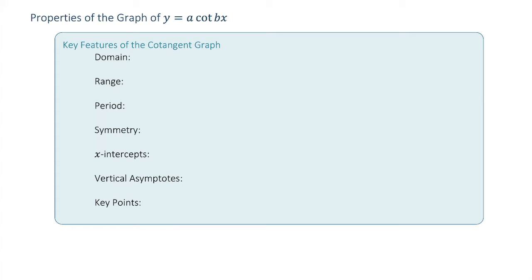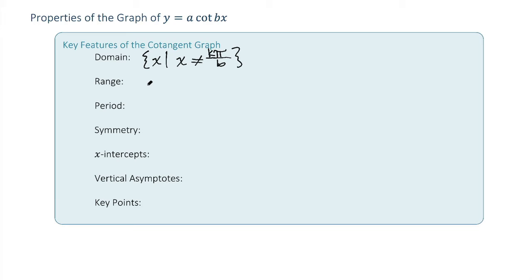So the cotangent function, y equals a cotangent of bx, the domain will be whenever the sine of bx is not 0. So this is going to be the set of all x values such that bx is not a multiple of pi. In other words, x is not equal to pi over b, or any multiple of that, k times pi over b.